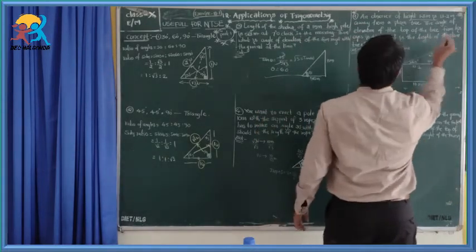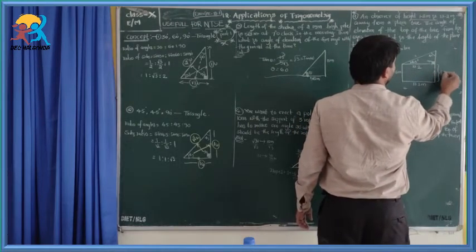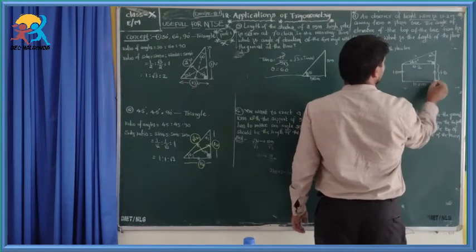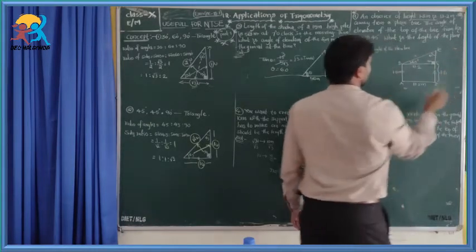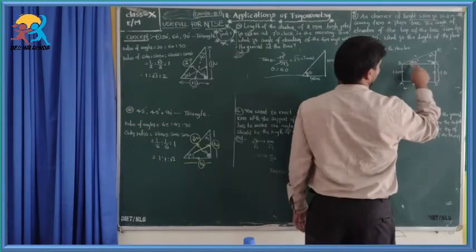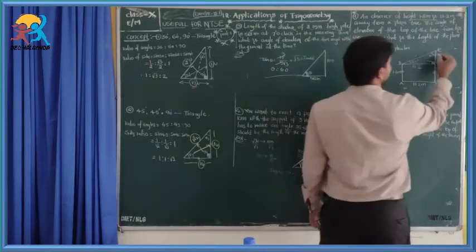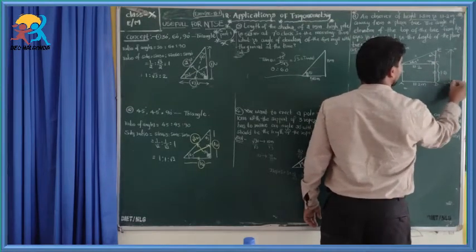What is the height of the palm tree? Actually, this height becomes also 1.8, as these vertices A, B, C, D, E. A, B, C, D is a rectangle. So, AB equal to DC, BC equal to AB. We have to find EC in order to find the height of the palm tree.